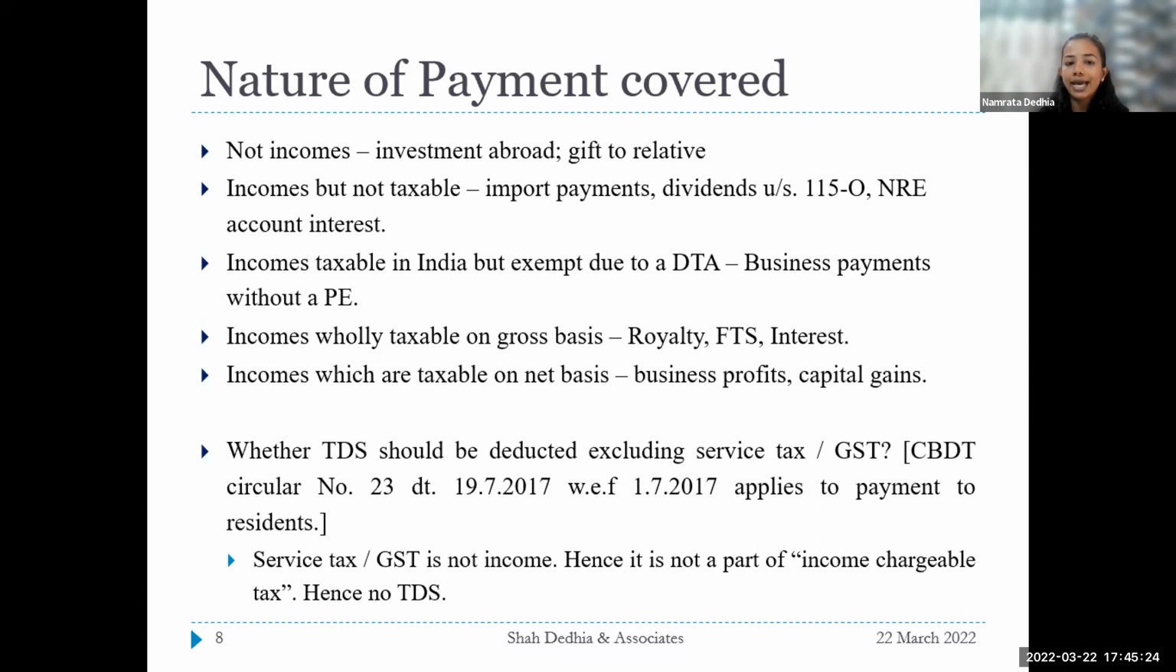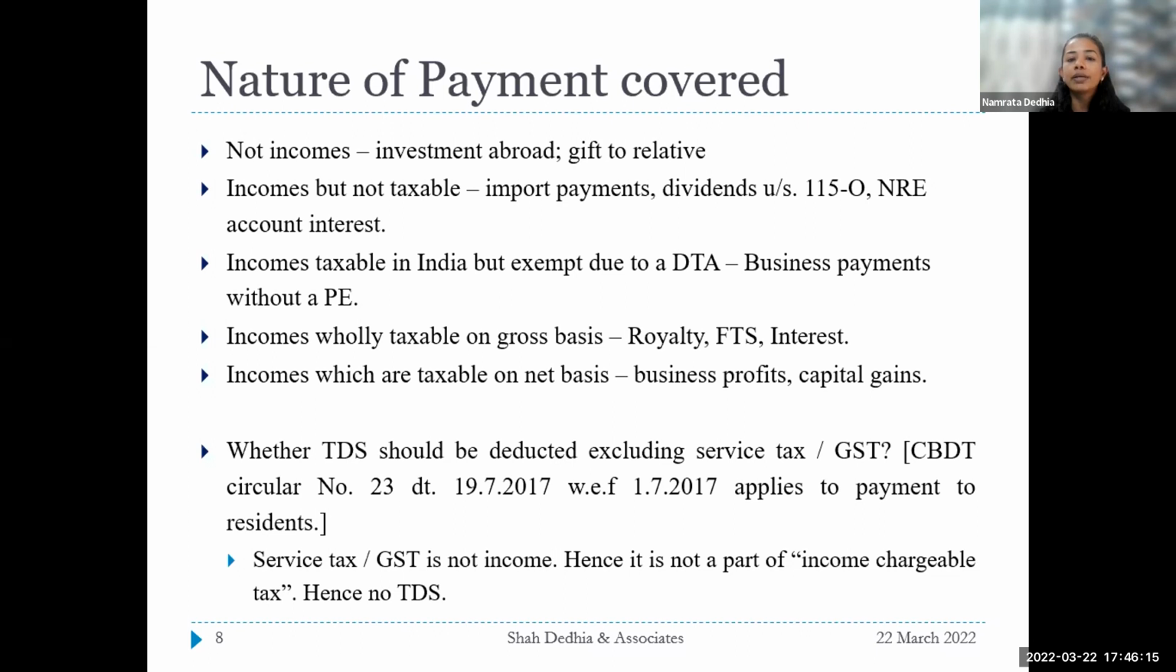Then you have items which are entirely taxable either on a gross basis or which may be taxable on a net basis. So gross basis taxation is mainly 3 items: royalty, fees for technical services, and interest payments, where the Act as well as most of the DTAAs will specify the rate of tax on a gross level. On whatever is the gross amount of payment, a fixed rate of tax will apply. And then you have incomes which are taxable on a net basis, which are items such as capital gains and business profits, where the whole amount being paid to the non-resident is not taxable, but a portion of it is taxable. So how do you deal with such amounts? We'll come to that in a little detail in a few moments.